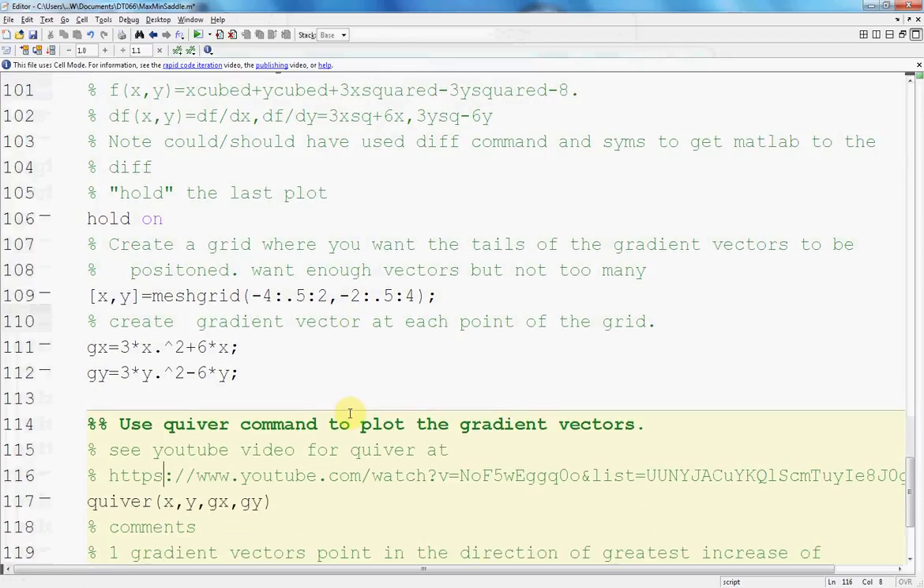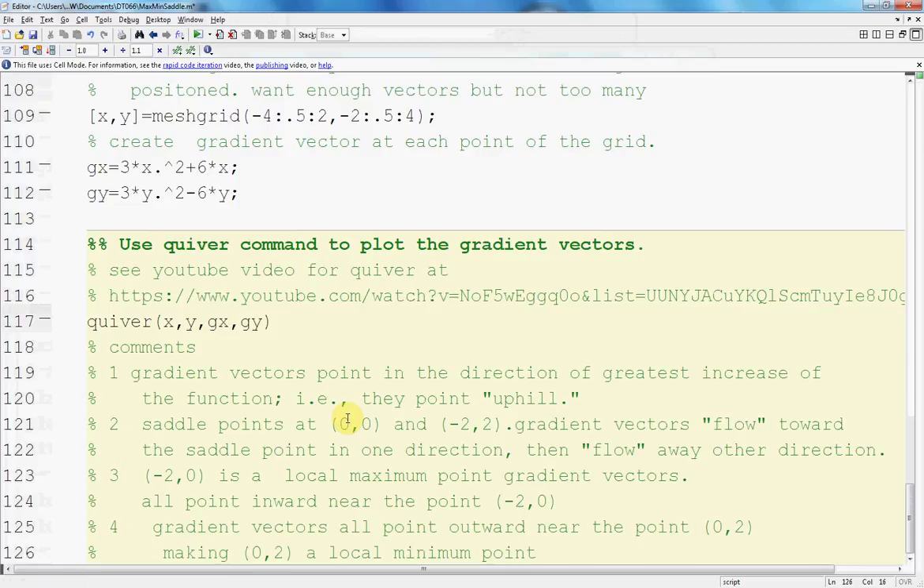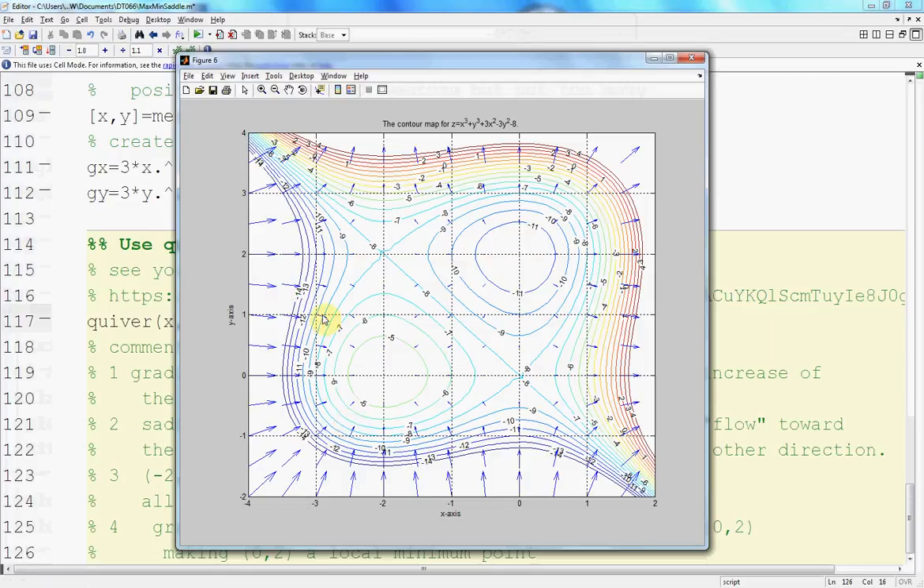The quiver command I've done before. There's a YouTube video on my channel, Optiplex17, that's OPTIPLEX, figure 1, figure 7, and there's a whole load of stuff about the quiver command. There's the x and y variables, and gx, gy, the gradient vectors. When I plot them, there we are. Now remember, a vector has magnitude and direction.